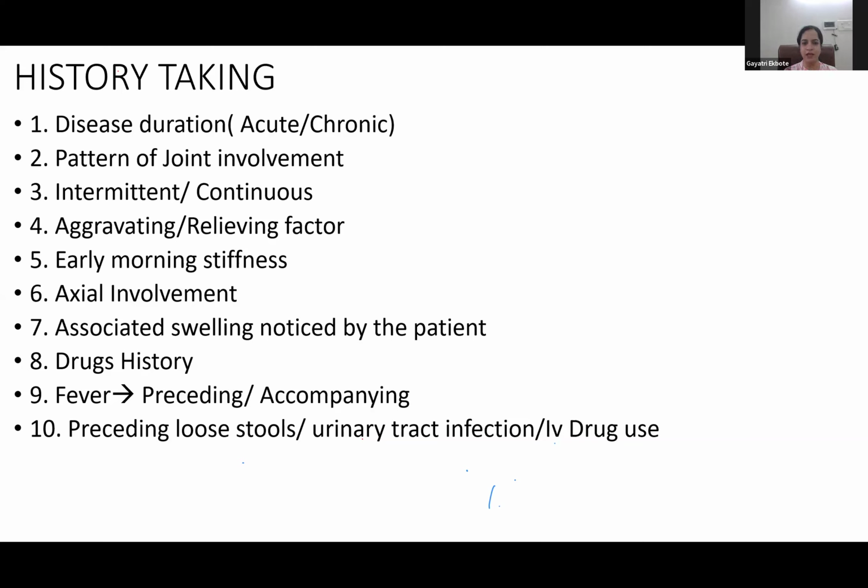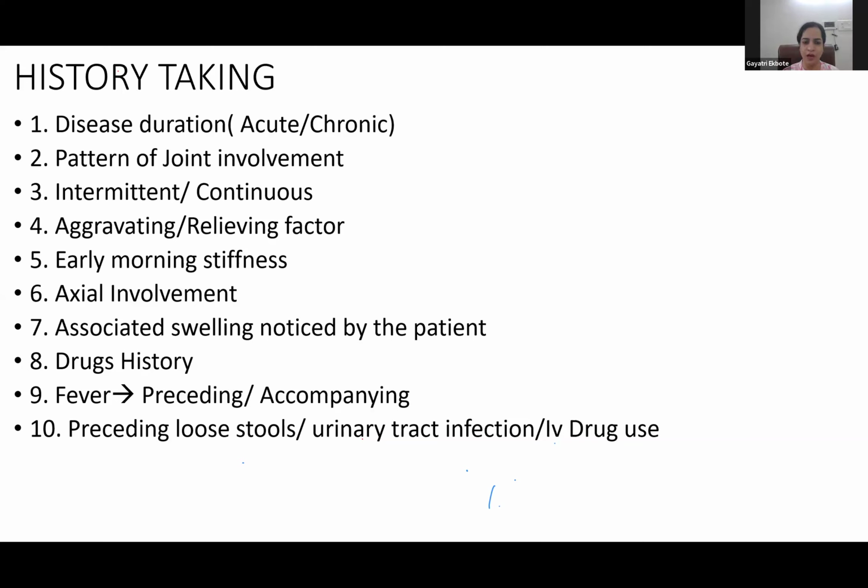Basically, they'll tell you that inflammatory joint pains will be relieved initially by doing some work, or as the day progresses. But obviously once the joint pain becomes too bad, they'll have relief with NSAIDs, steroids, etc. Early morning stiffness, I explained about that. Whether it is axial or appendicular involvement, especially we know about spondyloarthropathy, there is an inflammatory back pain and patients have alternate buttock pains. Then associated swellings noticed by patients.